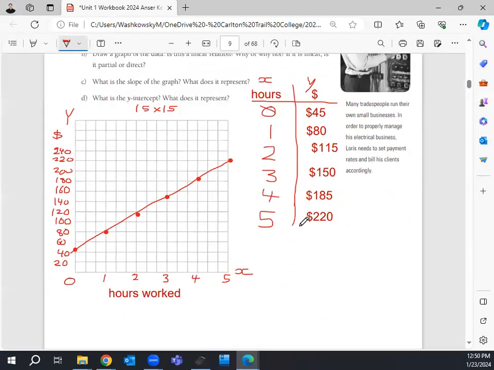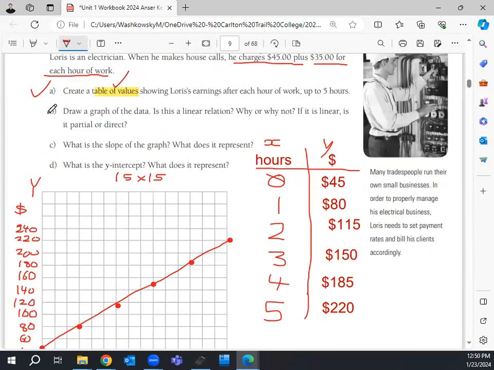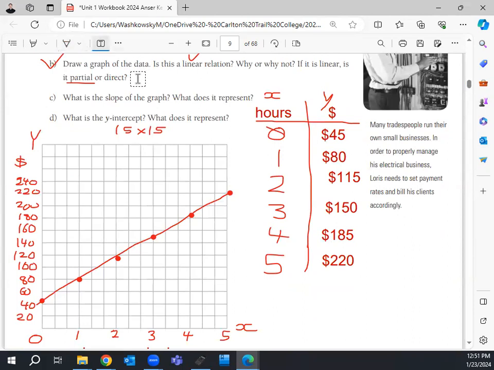So I've graphed my chart here. And we just established, is this a linear relation? Yes. How come it's a linear relation? It's a straight line. You can write that down if you want. I'm not going to. But that's why. Is it a linear relation? Yes, it is, because it's a straight line. And if it is linear, is it partial or direct? It's partial because it does not go through 0, 0. So I've answered question B. Actually, I probably should write it. It is partial because it does not go through 0, 0. It is, yes, a straight line, and it is partial.